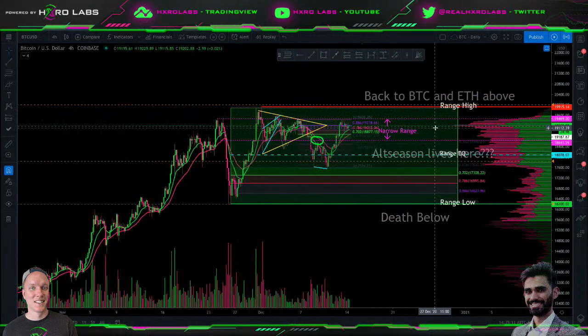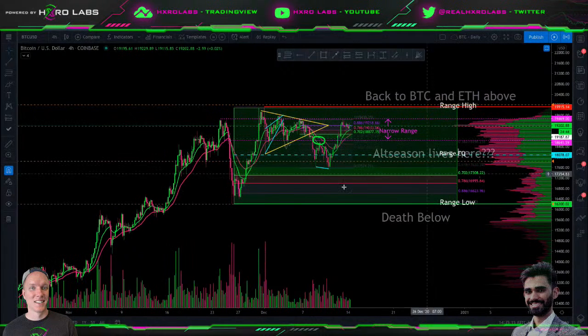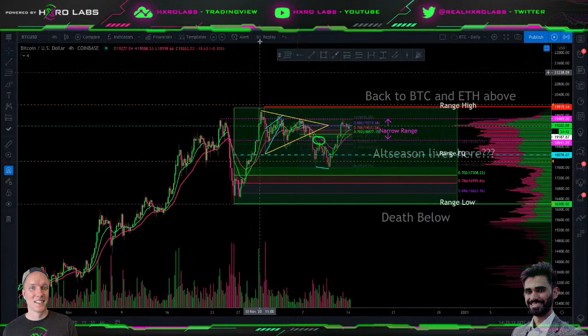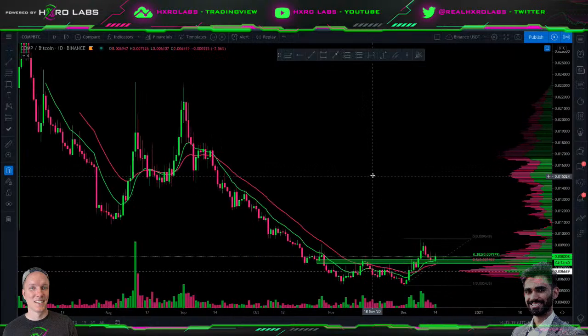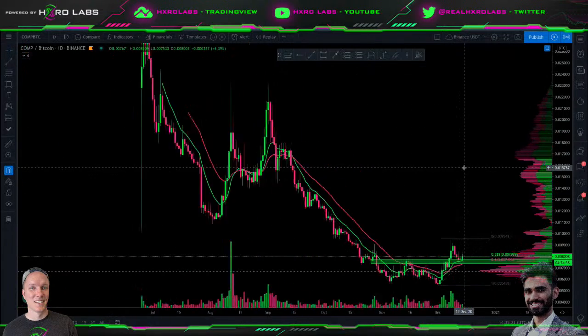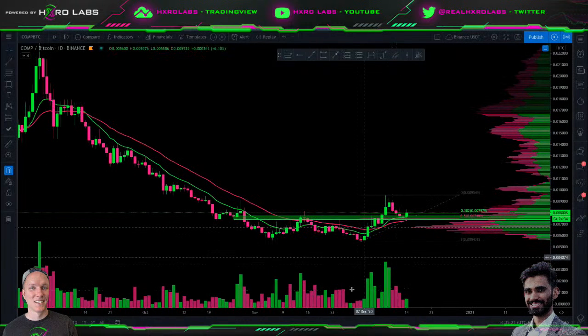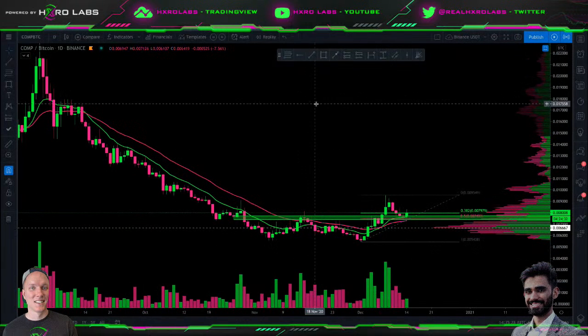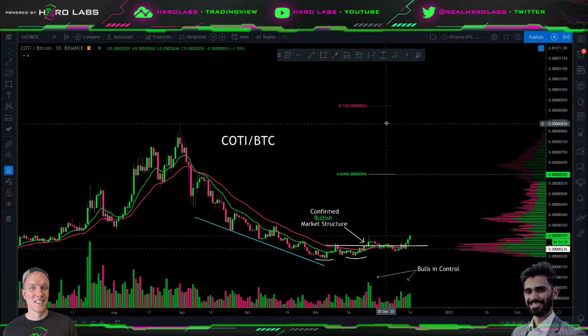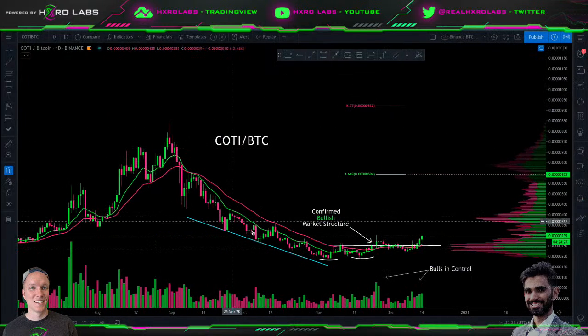So anyways, I'm looking at altcoins. I'm seeing a lot of this kind of stuff where we've just had these long downtrends, and then we're putting in W bottoms, seeing the volume stepping in on the buy side. Another example here on Cody, that kind of thing where it's just boring as hell.